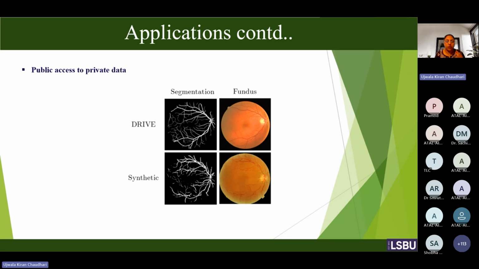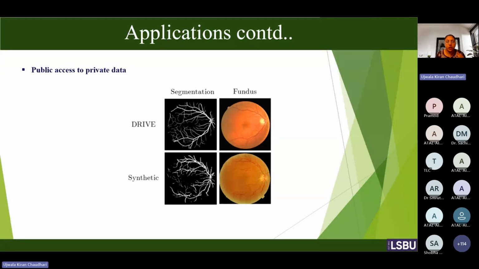So if those kinds of setups are not there, then it becomes difficult for the hospital to share the data. It comes under policies like privacy policies, so it's not easily available. But with the help of GAN, we can generate synthetic data from the real data. Since that synthetic data doesn't belong to any patient, it can be made available to the public.